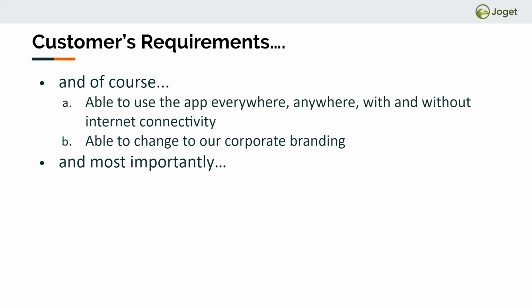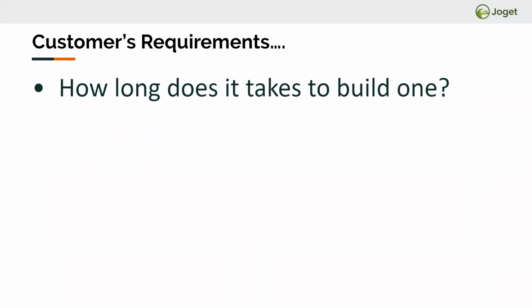So Joget, once you have developed the applications, of course, accessibility is very important, availability very important. So how can we make sure that the app can be used everywhere, anywhere, with and without internet connectivity? So we have the PWA coming into the picture. And also to be able to change it to our corporate branding, which we have already seen earlier. And the final point is, most importantly, how long does it take to incorporate all these features that we have just gone through? Over to you, Justin.